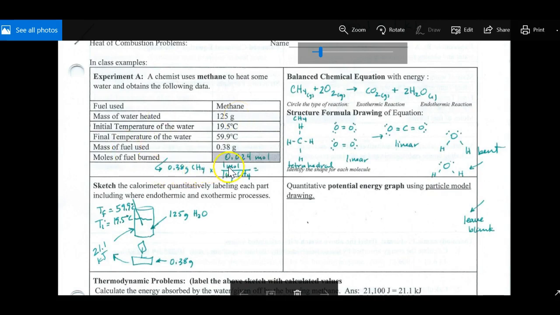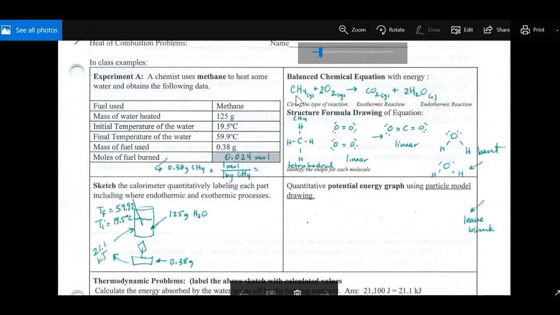One of the things that it's also asking me is to convert my grams into moles of fuel burned. And so this is a simple dimensional analysis problem. I look at the periodic table, see that CH4 is 16 grams, and determine that I burned 0.04 moles of CH4. Next, what I want to do is work through the balanced chemical equation.